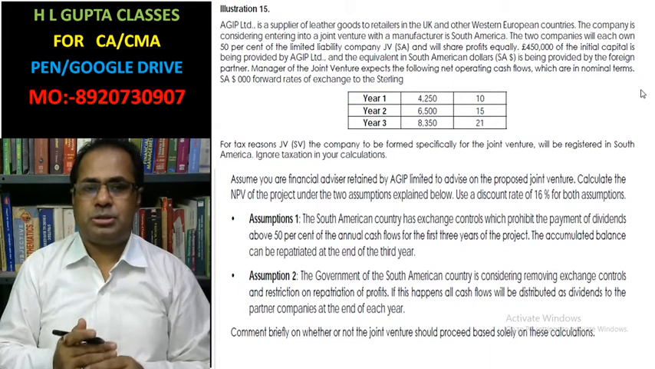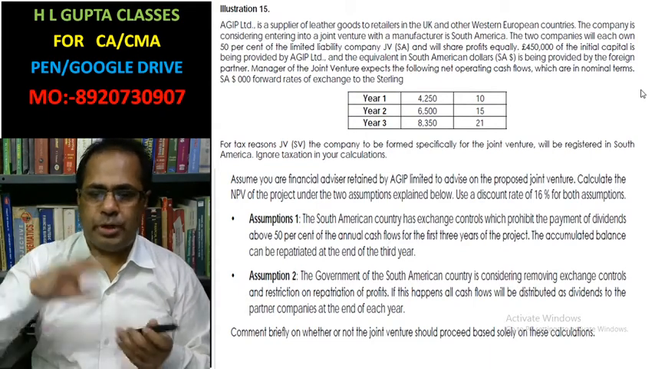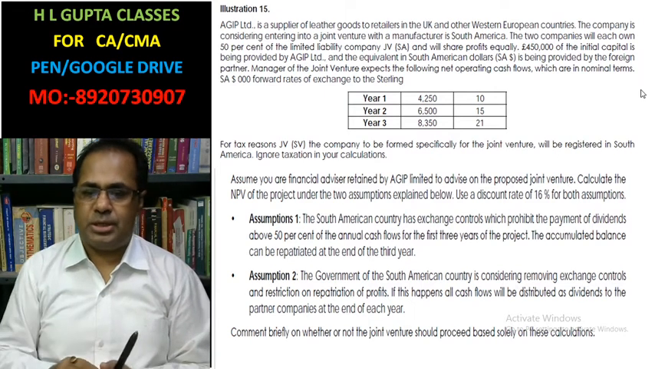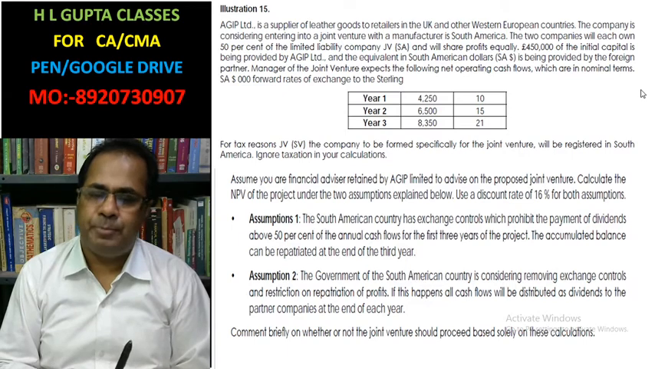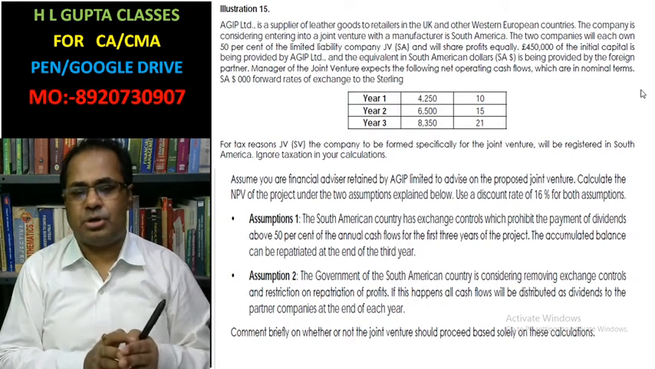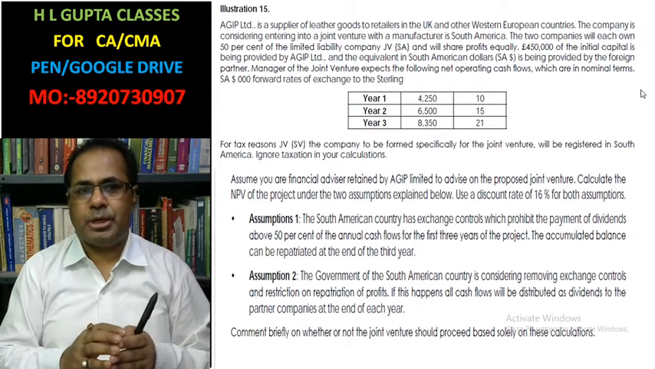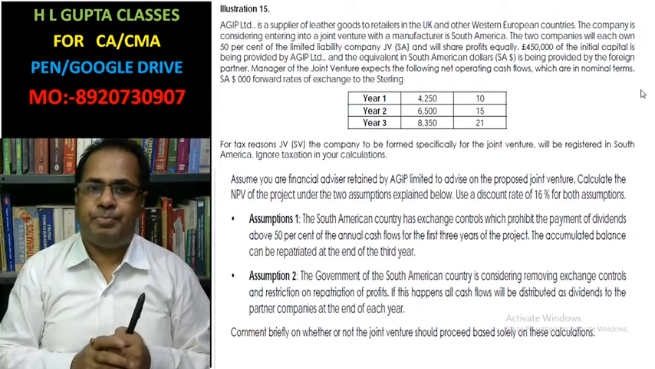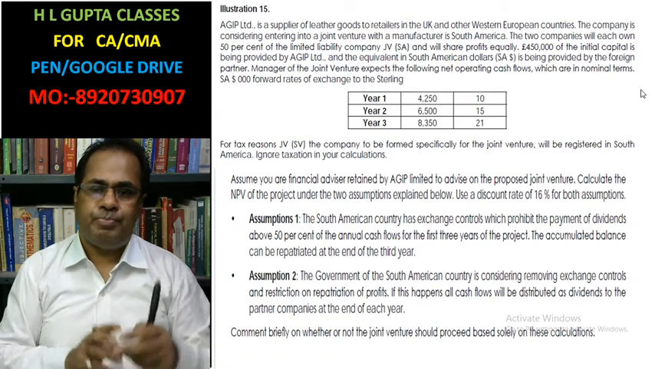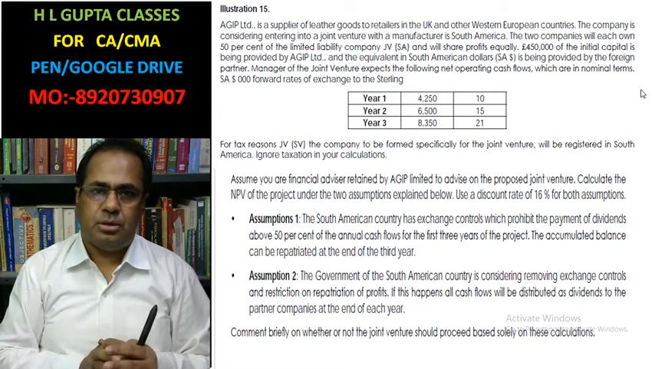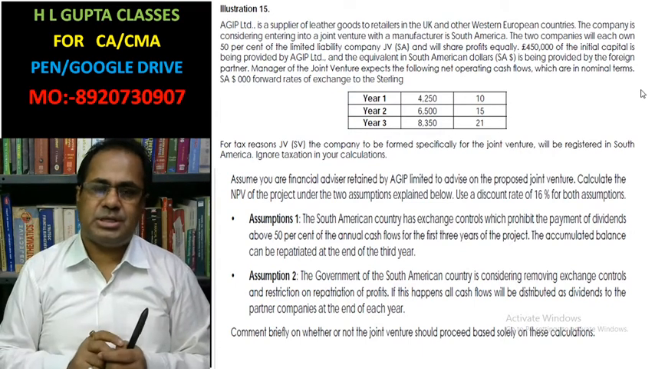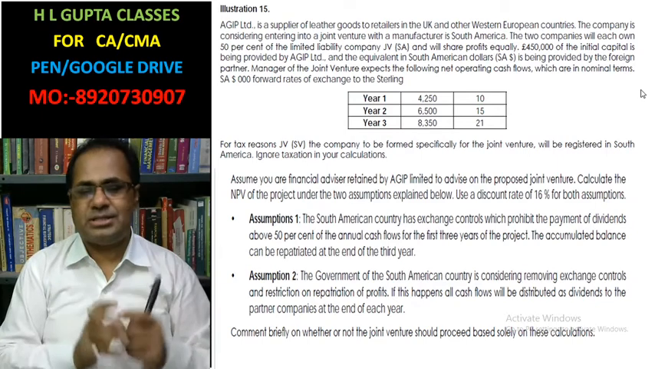In this question, a UK company is opening a joint venture with a Western European country, and 50% of the investment is done by the UK company and 50% of the investment is done by the foreign company. There are two cases you have to calculate for the UK company, whether it is a better decision to invest there or not. The first assumption is that there is an exchange restriction.